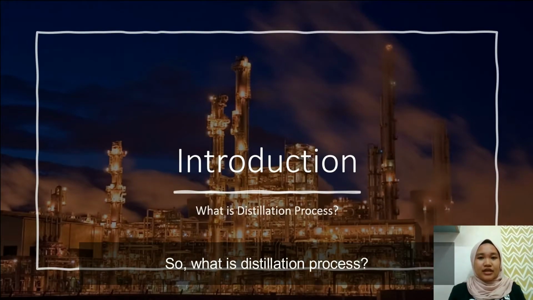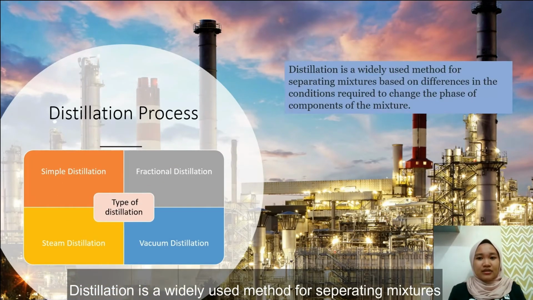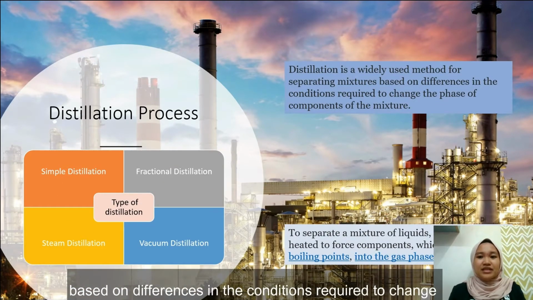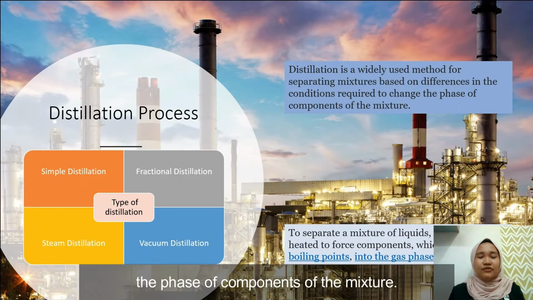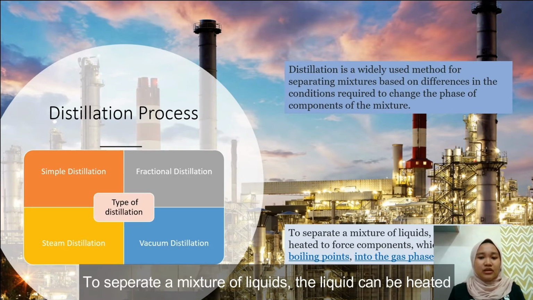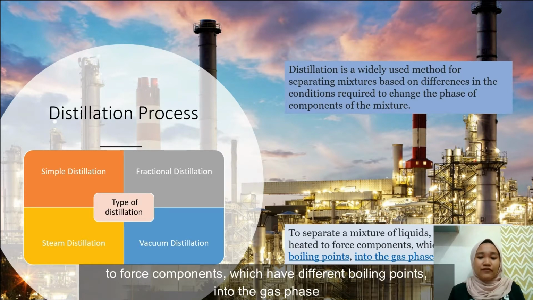So what is the distillation process? Distillation is a widely used method for separating mixtures based on differences in the conditions required to change the phase of components of the mixture. To separate mixtures of liquids, the liquids can be heated to force components which have different boiling points into the gas phase.